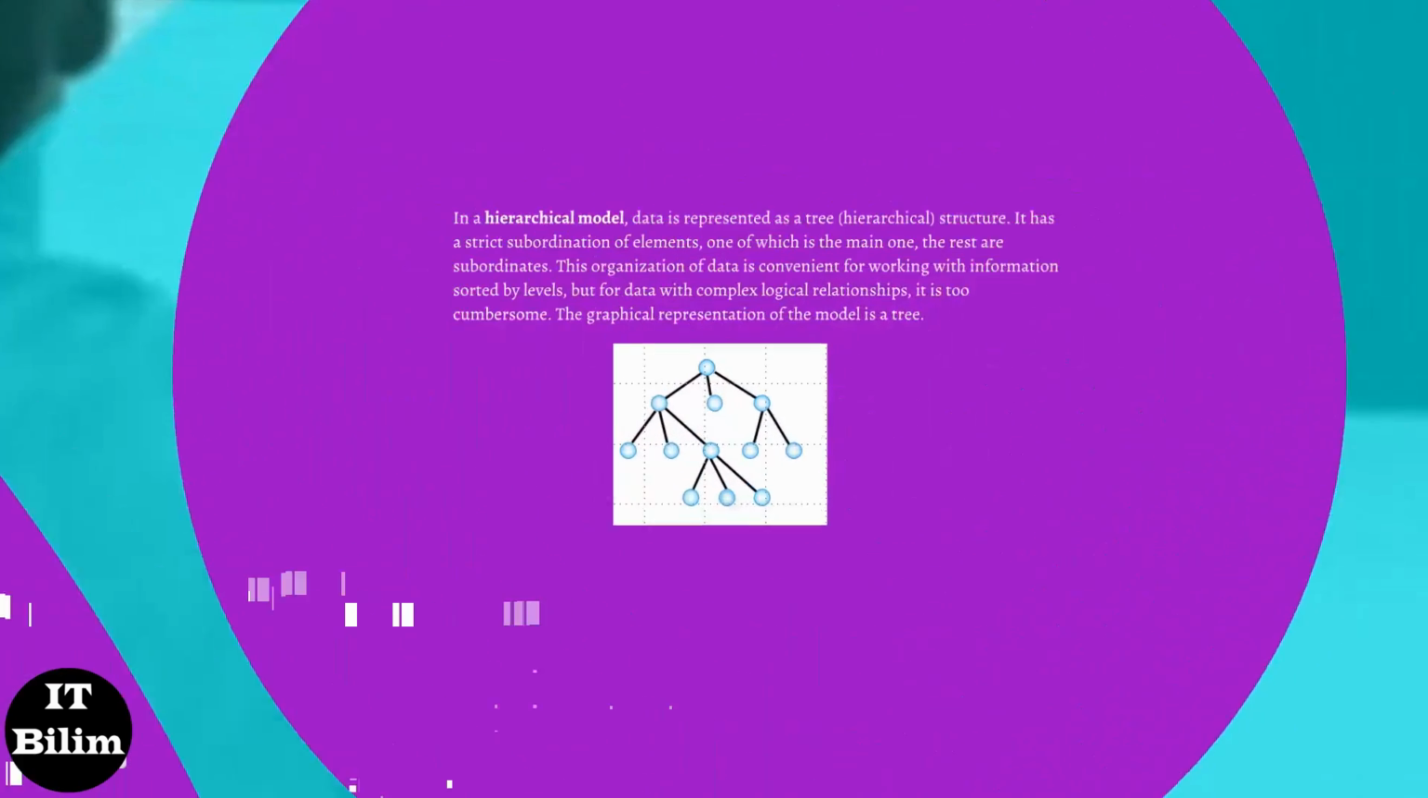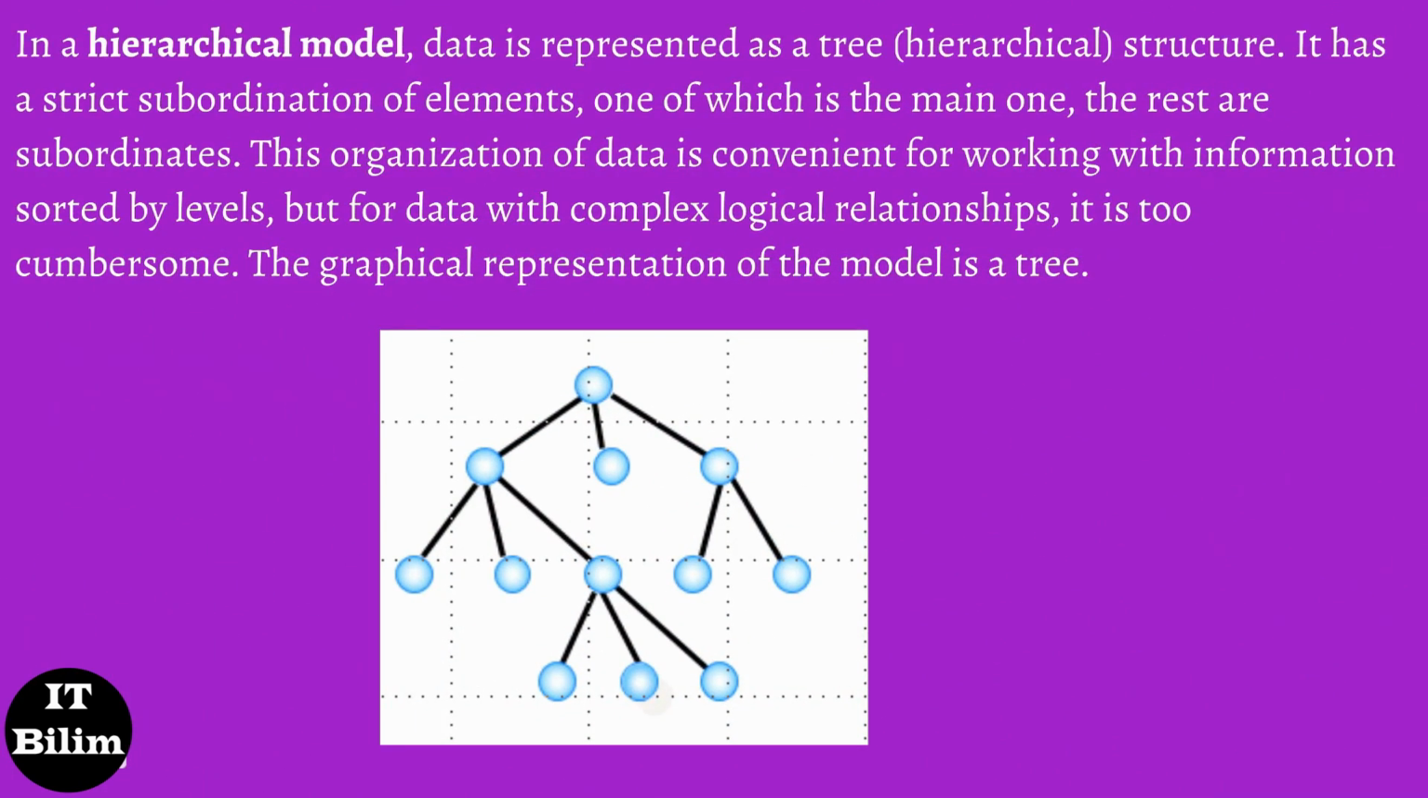Hierarchical models. In a hierarchical model, data is represented as a tree hierarchical structure. It is a strict subordination of elements, one of which is the main one, the rest are subordinates. This organization of data is convenient for working with information sorted by levels, but for data with complex logical relationships, it is too cumbersome. The graphical representation of the model is a tree.